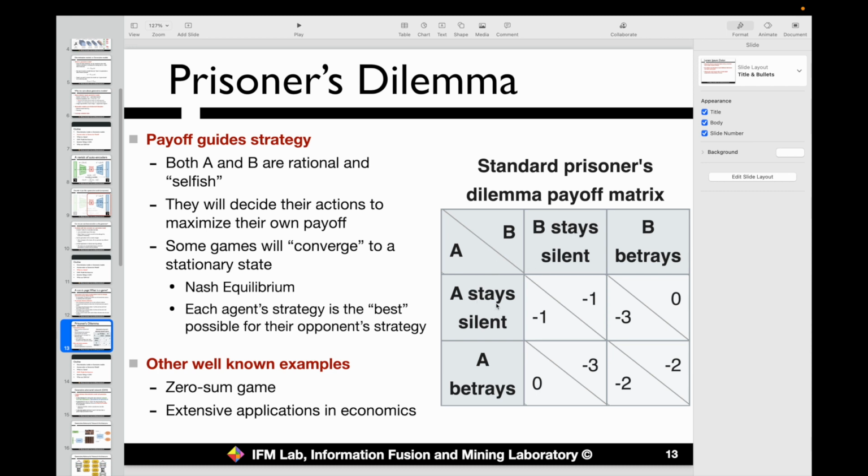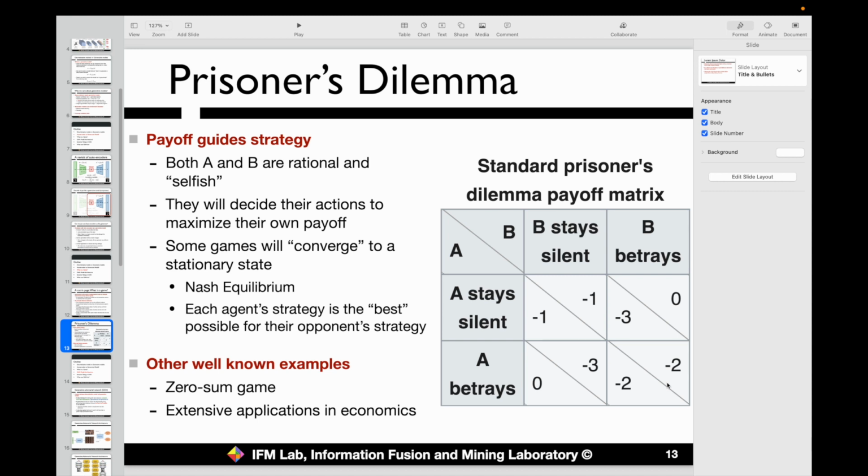If A stays silent, B stays silent, their payoff will be -1, right? Because they will be in prison for 1 year. They don't want to stay in the prison, so the payoff will be a negative number. If A stays silent, B betrays, then A's payoff will be -3, right? Because he will be in prison for 3 years. However, B betrays A, he will be set free. And on the other hand, if A betrays and B stays silent, then the payoff for A and B will be 0 and -3, right? If both of them betray each other, then the payoffs will be -2 for both of them.